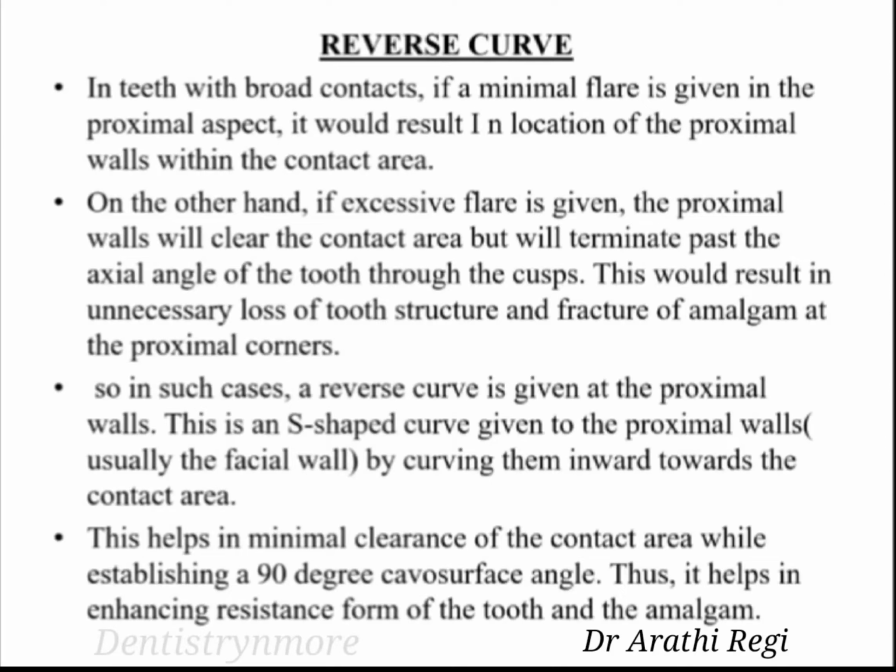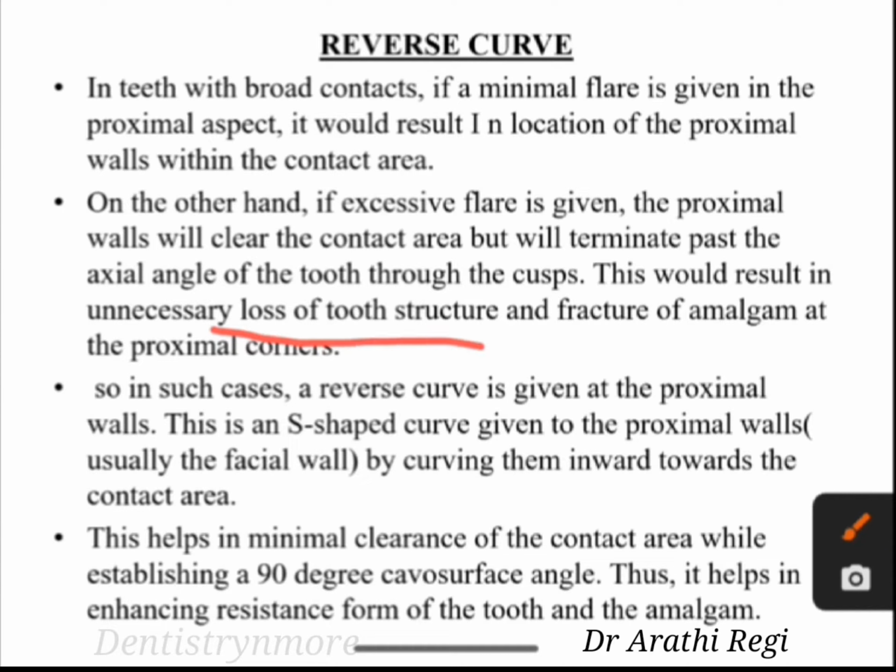On the other hand, if excessive flare is given, the proximal walls will clear the contact area but will terminate past the axial angle of the tooth through the cusp. This would result in unnecessary loss of tooth structure and fracture of the amalgam at the proximal corners. So in such cases, a reverse curve or S-shaped curve is given, and this helps in minimal clearance of the contact area, thus establishing a 90-degree cavosurface angle. This helps in enhancing the resistance form of the tooth and also the amalgam.